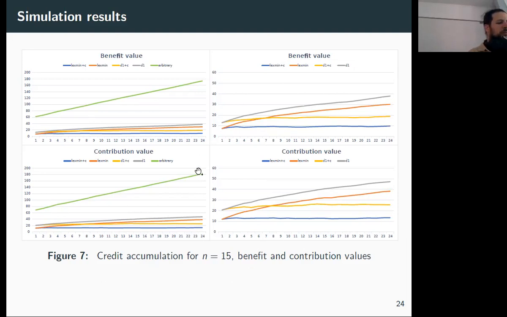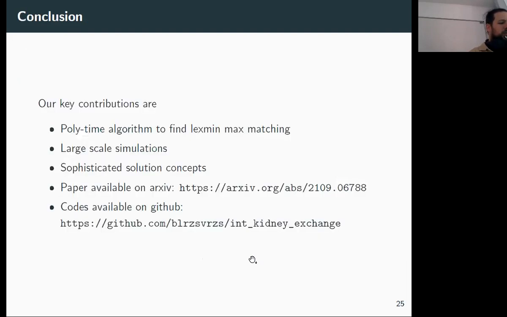These figures that I picked are particularly focusing on 15 countries, but these shapes are entirely the same no matter what size of the countries that we chose.